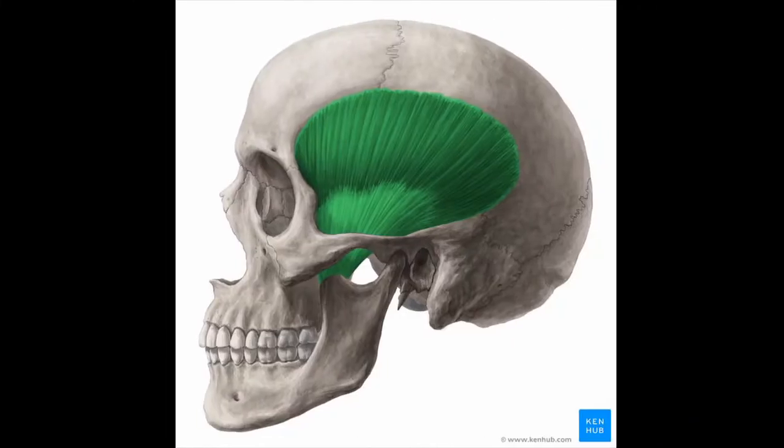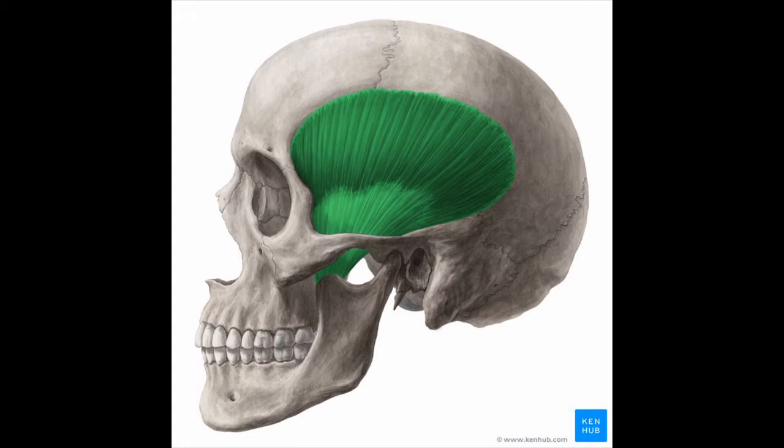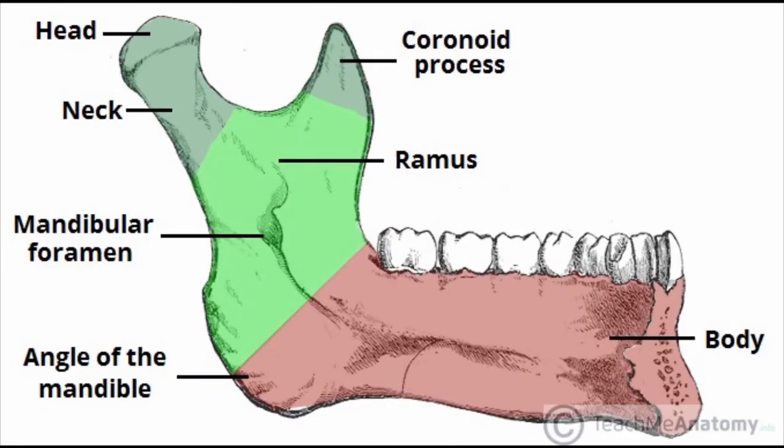So, the next muscle is the temporalis muscle. Like its name, it originates from the temporal fossa and it inserts on the medial aspect of the mandible, on the coronoid process. Now, this muscle is the principal elevator of the mandible. It is responsible for closing the mouth, and it is also responsible for retrusion of the mandible.